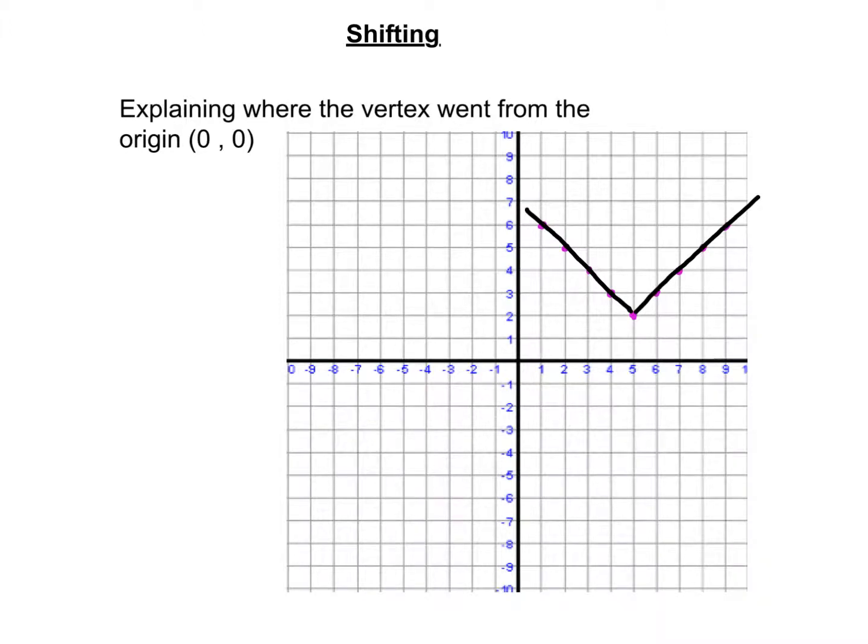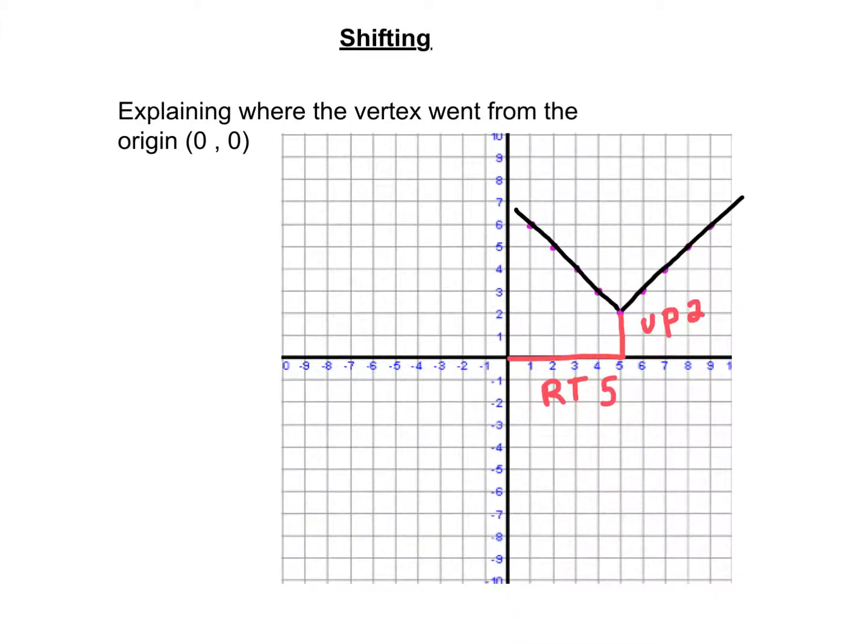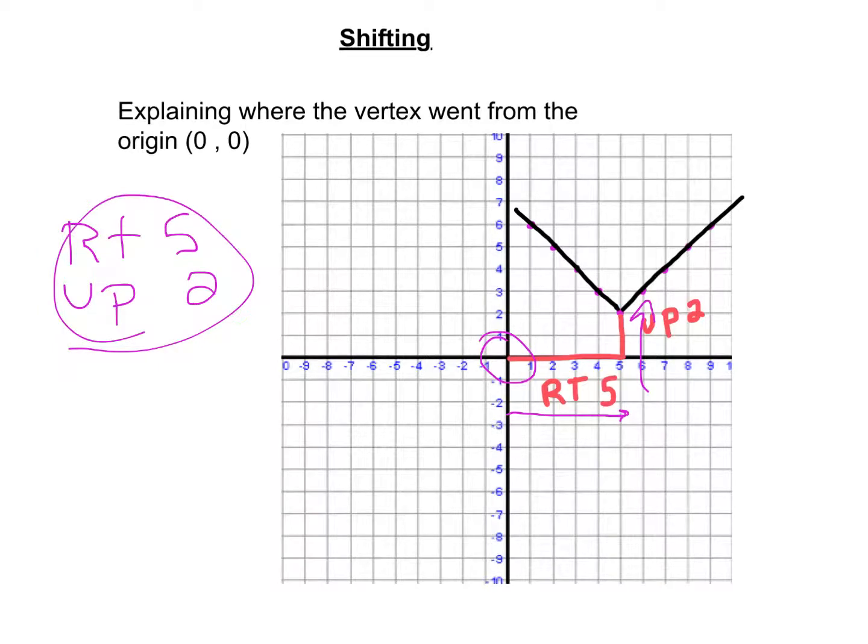Now I've got this graph, and again, notice that I am not at 0, 0. My vertex is way over here. So again, we need to identify what the shift of this graph is. So I'm going to put that in the next slide. And notice that from the origin, let me grab a different color, from the origin, we went to the right 5 spaces, and we went up 2. So our shift, we say we went right 5 and up 2. And that's all we have to do for identifying what a shift does.